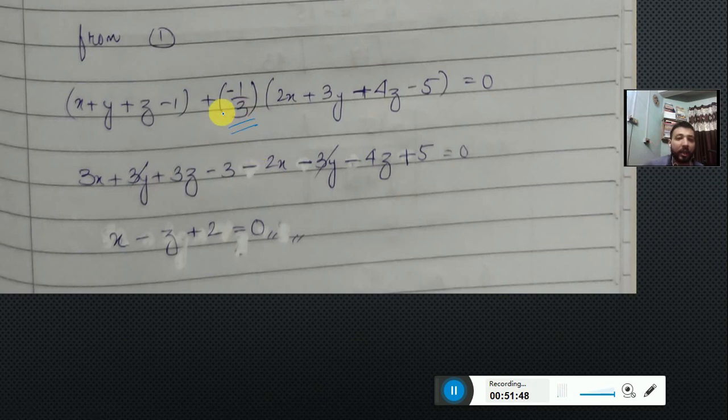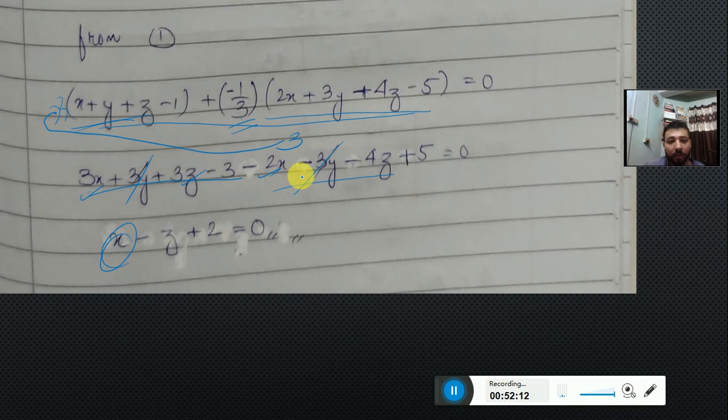So this 1 by 3 will be, I take LCM for all of them. Okay, so this 3 will be multiplied here. So with 3 multiplied here, you will get 3x plus 3y plus 3z minus 3, and the minus sign will be multiplied inside. You get this, 3y will get cancelled. You can say this, and this will give you x. This will give you minus z.